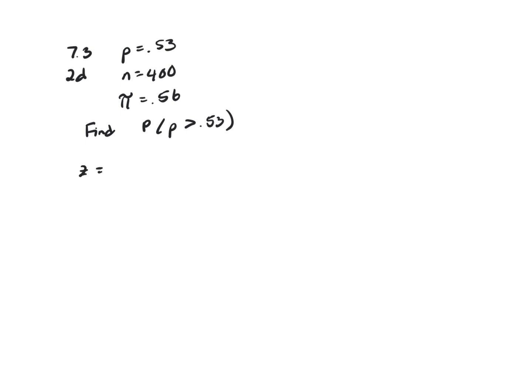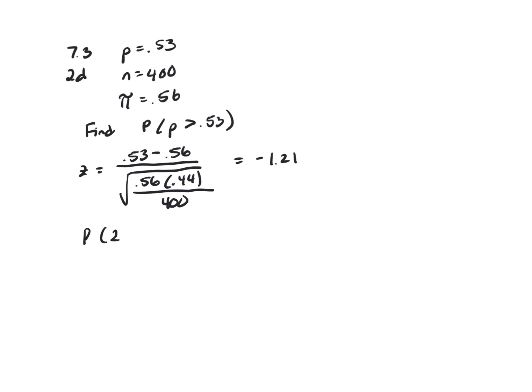So find your Z. Z is 0.53 minus 0.56. That's P minus pi over the square root of pi times 1 minus pi, which is 0.44, divided by 400. And I used my calculator and got negative 1.21. So we're trying to find the probability that Z is greater than negative 1.21.